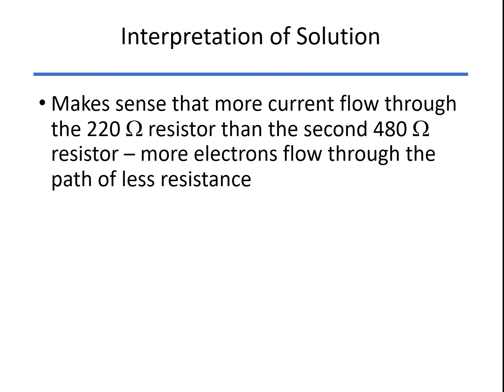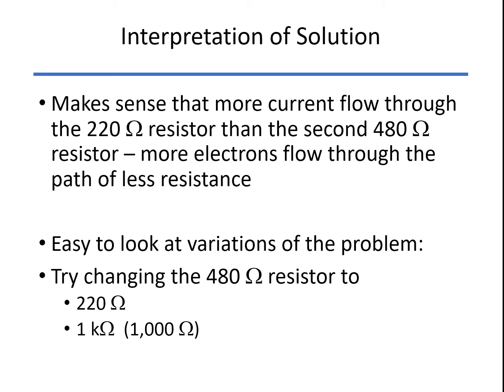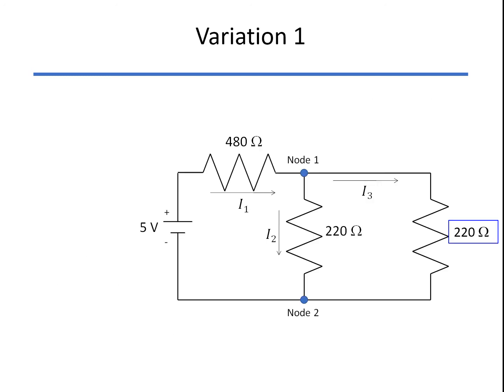It also makes sense that more current would flow through that 220 ohm resistor than the 480. So least resistance means greater current flow. Now that was pretty simple setup and solve, but one thing that's nice about doing this is you can look at variations of the problem very easily as opposed to doing everything by hand. So what about that 480 ohm resistor? Let's try changing it to 220, or to make it 1 kilo ohm, 1,000 ohms.